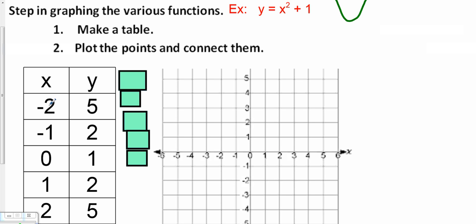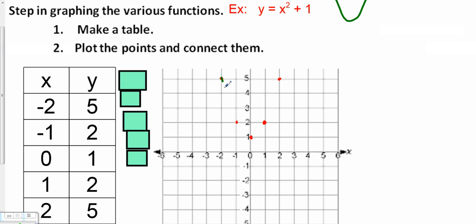Let's put these on the graph. If I'm at -2 for x, y would be up here at 5. So here is a point. If I'm at -1, right here, I have to go up 2. If I'm at 0 for x, I have to go up 1 for y. If I'm at 1 for x, I have to go up to 2 for y. If I'm at 2 for x, I have to go up 1, 2, 3, 4, 5 for y. So here are my points.